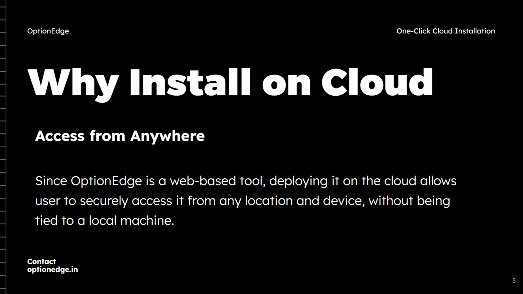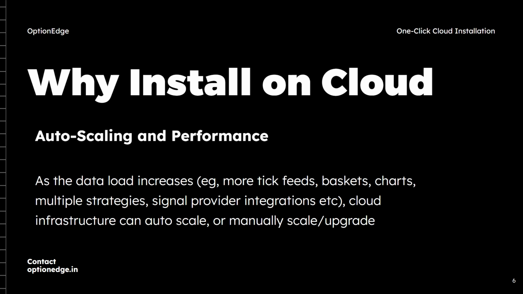Once you deploy on a cloud, you can access OptionEdge from anywhere with just the URL, whether from your local machine or from a mobile. The last benefit is auto scaling and performance. Let's say if you are not getting a proper performance, maybe you are subscribing to many ticks and then you are creating multiple strategies and displaying live charts. So you may not get a proper performance. You can easily upgrade to a higher configuration.